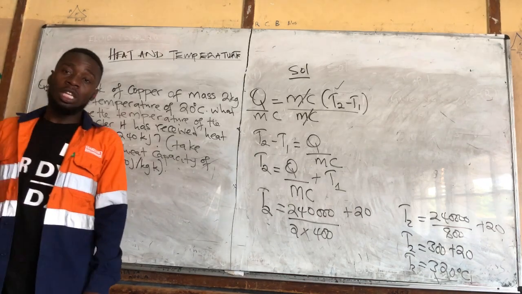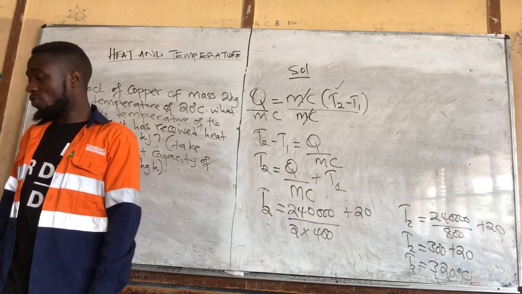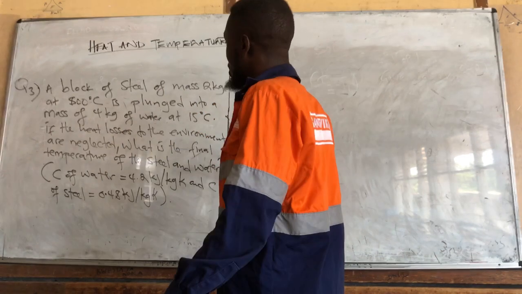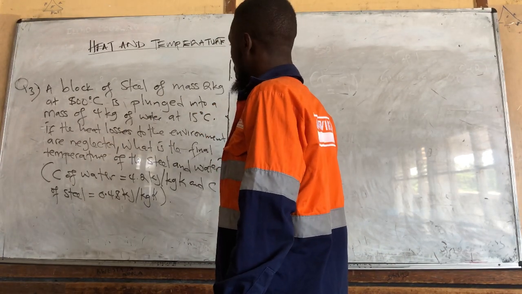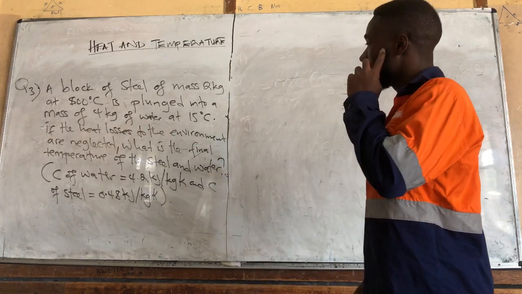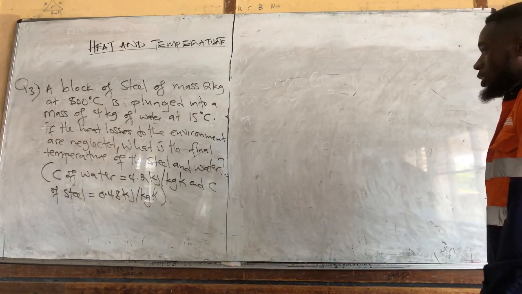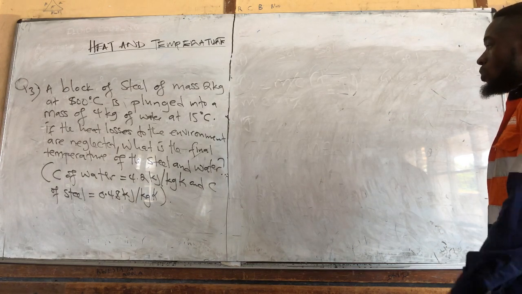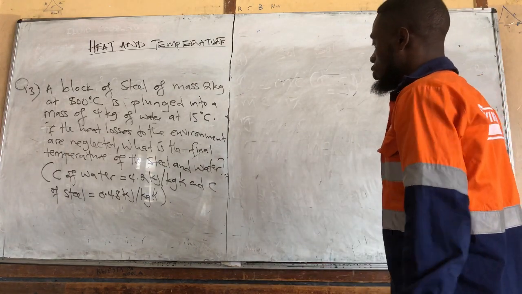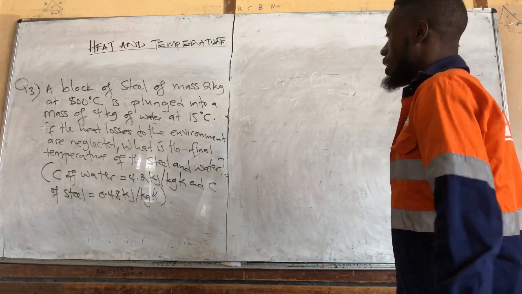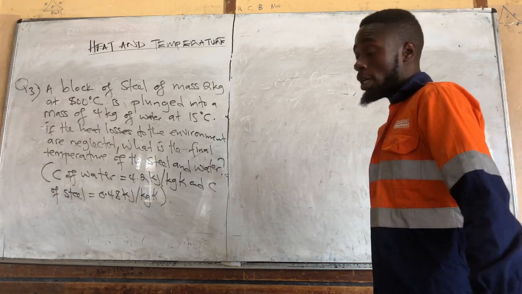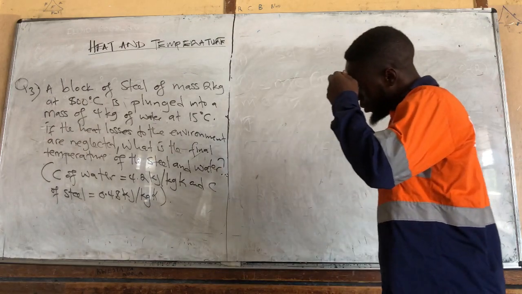Okay. So let's answer the next question. We still have 4 questions. A block of steel of mass 2 kg at 800 degrees Celsius is plunged into 4 kg of water at 15 degrees Celsius. If the heat losses to the environment are neglected, what is the final temperature of the steel and water? The specific heat capacity of water is 4.2 kJ per kg Kelvin, and C of steel is 0.48 kJ per kg Kelvin.